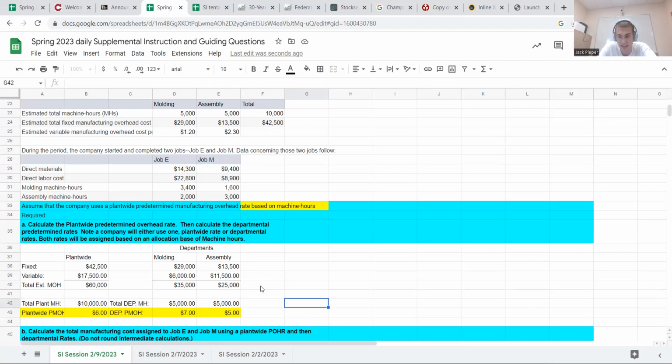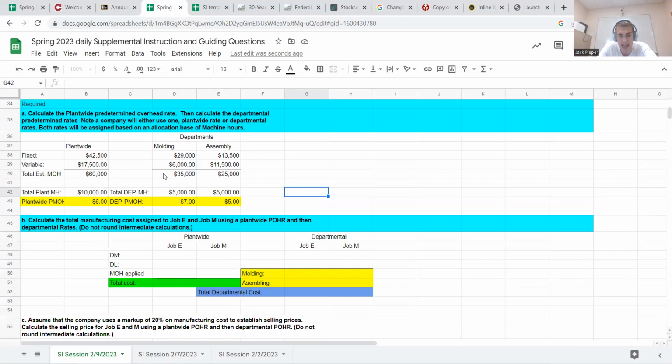So there are situations where you can use the plant-wide predetermined overhead rate, but it just won't be as accurate. And again, we want to be as accurate as possible when we're finding out how much our products cost us to make.